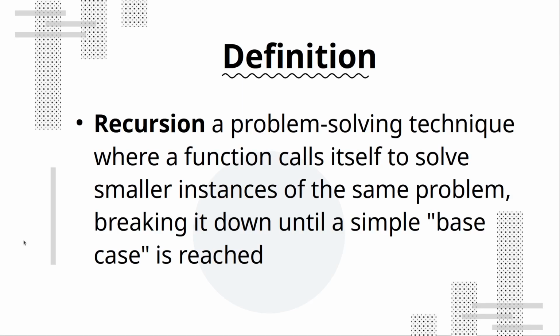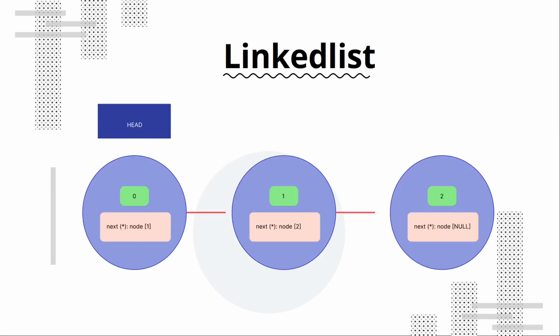Recursion is a problem-solving technique where a function calls itself to solve smaller instances of the same problem, breaking it down until a simple base case is reached. Another definition is that it is the concept of defining something in terms of itself. An example of this would be a linked list. A linked list is a node that points to another node. This is another complex structure that programming uses nowadays.